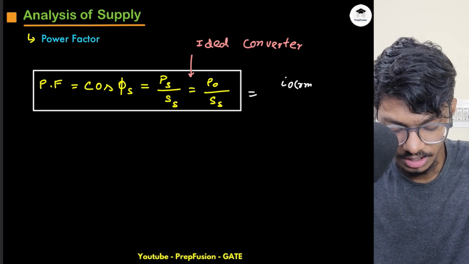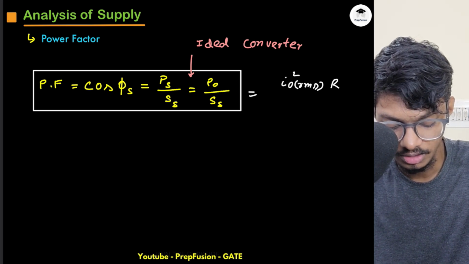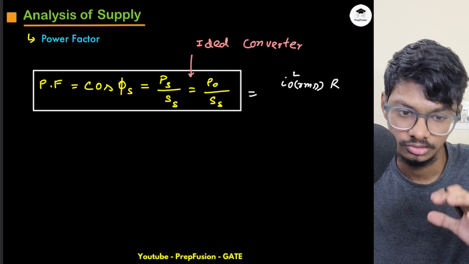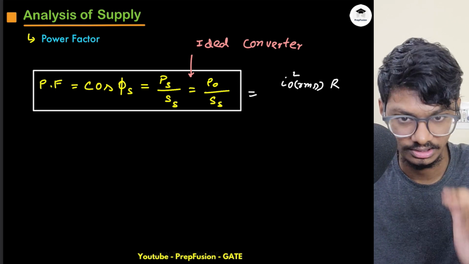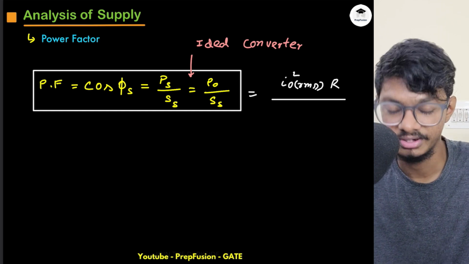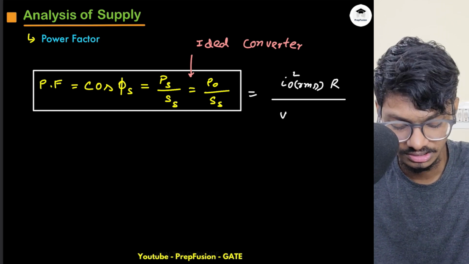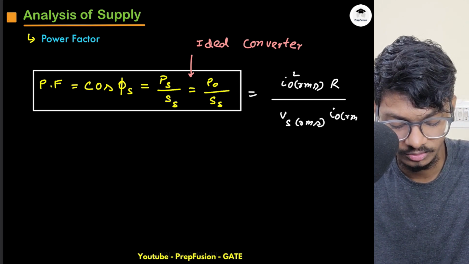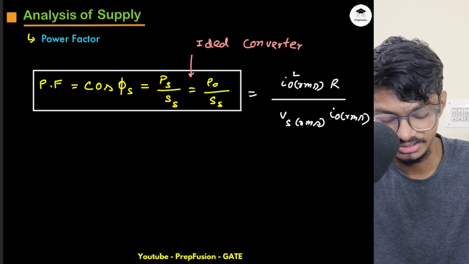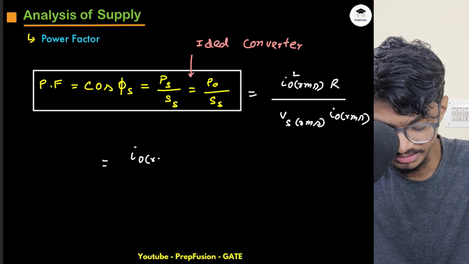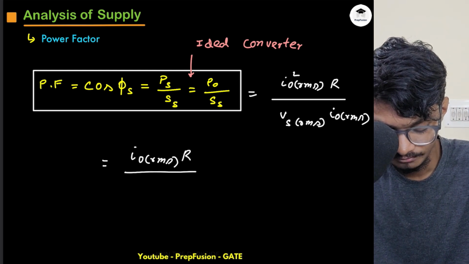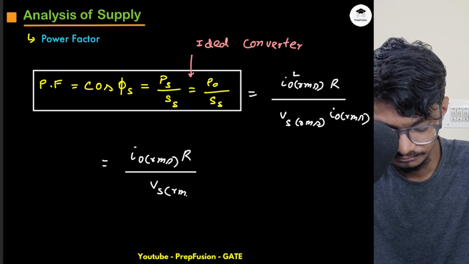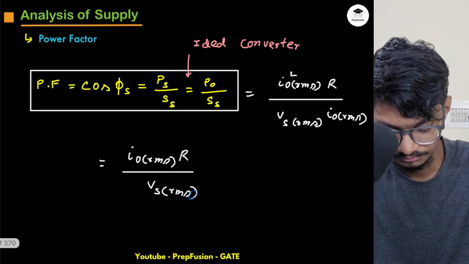What is my output power? It is IO RMS whole square into R, because my inductor is not absorbing or delivering any power throughout a cycle. Throughout a cycle, the average power becomes 0 for the inductor, which I have derived in the previous lecture. And what is the SS, basically the supply apparent power? It is VS RMS into IS RMS, that is IO RMS, because IS RMS is IO RMS. So IO RMS will get cancelled. So this will be simply IO RMS into R divided by VS RMS.